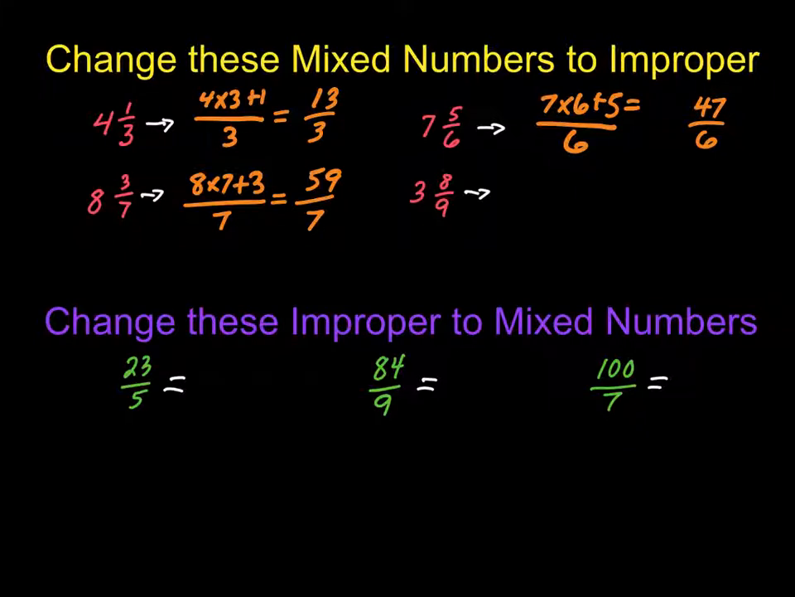We can do 3 times 9, which is 27, plus 8 more, which is 35. And our bottom number stays the same. So hopefully we're 4 for 4.